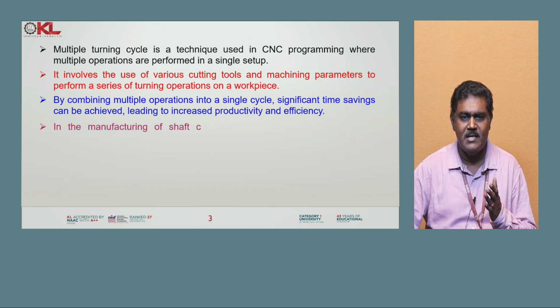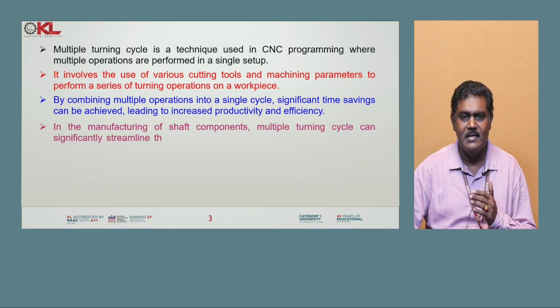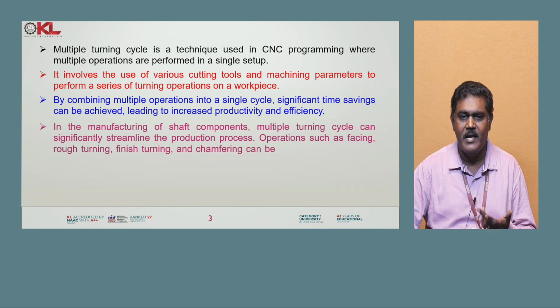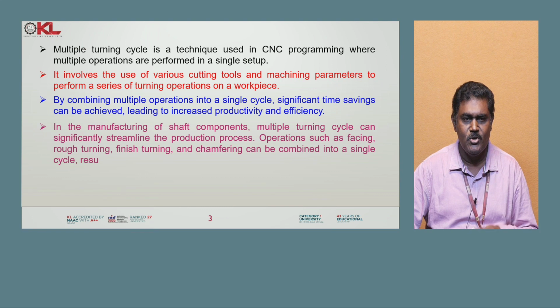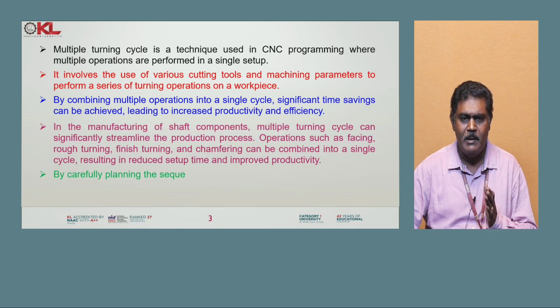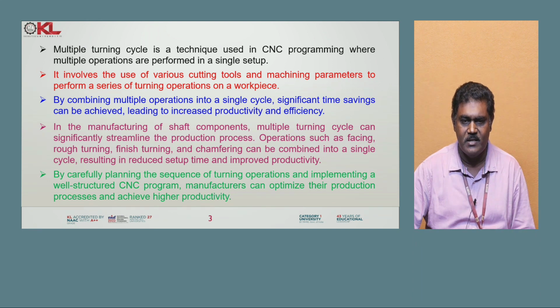So, in the manufacturing of shaft components, multiple turning cycle can significantly streamline the production process. Operations such as facing, rough turning, finish turning, and chamfering can be combined into a single cycle, resulting in reduced setup time and improved productivity. By carefully planning the sequence of turning operations and implementing a well structured CNC program, manufacturers can optimize the production process and achieve higher productivity.